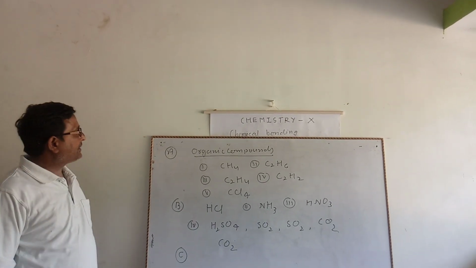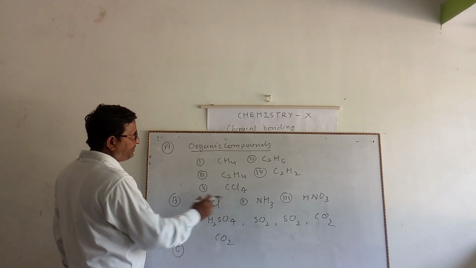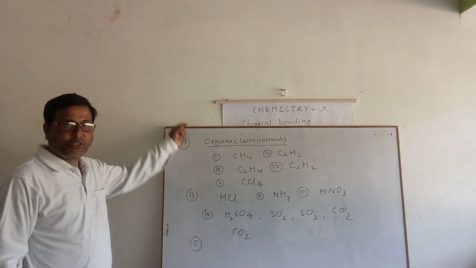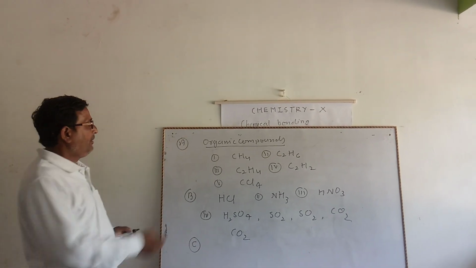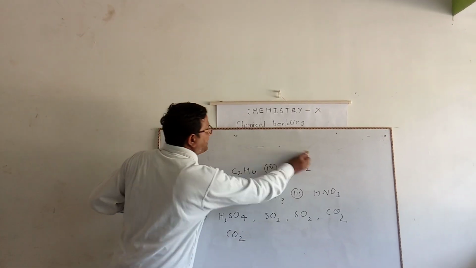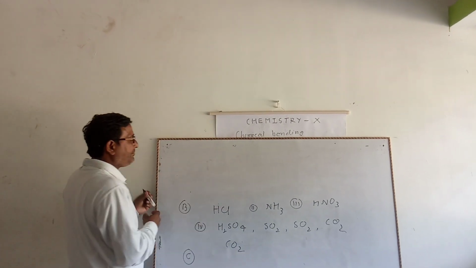In C, I will show the formation of radicals. Before that, first we will complete this one, the formation of organic compounds and inorganic compounds. If you want to write, you can write from the board. First example, I am going to explain the formation of methane.